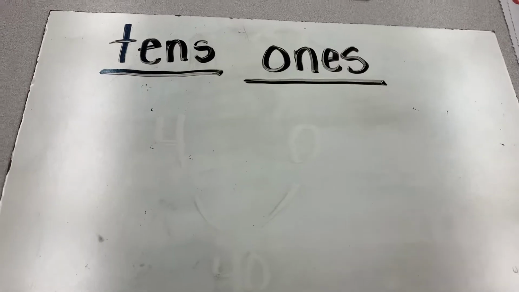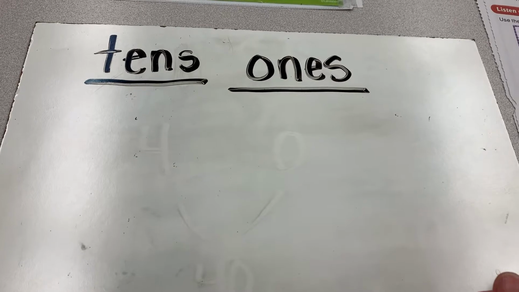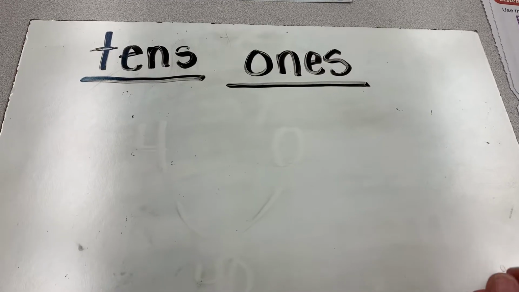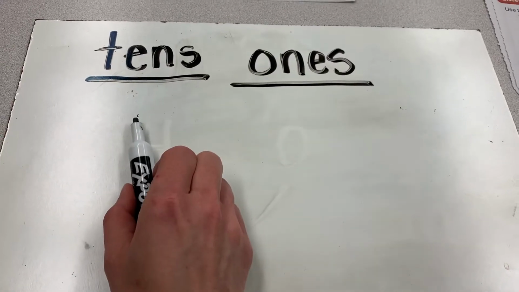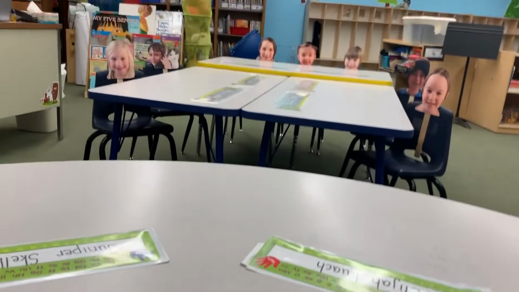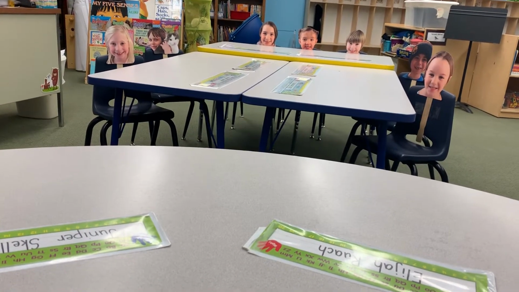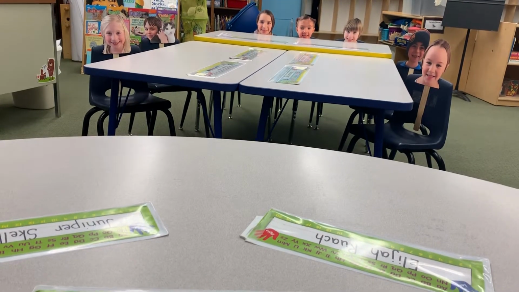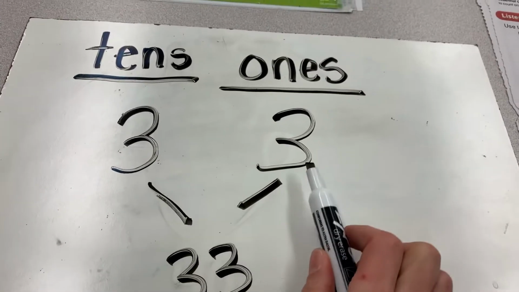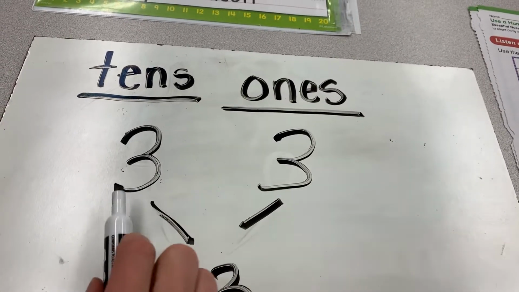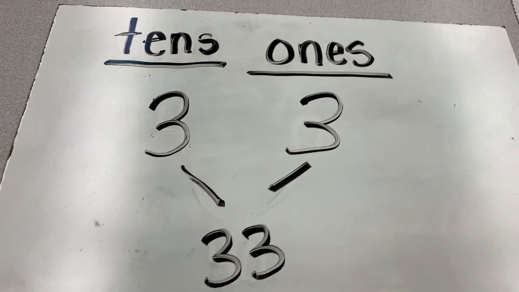Let's try another one. I have another challenge. Write a 2-digit number with the same number of ones and tens. Same number in the ones and the tens. Ready? Let's see. Teacher chose the same number, 3 in the ones place and 3 in the tens place. That makes the number 33. What number did you make?